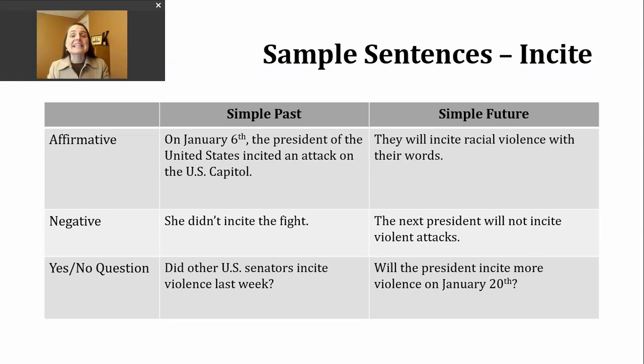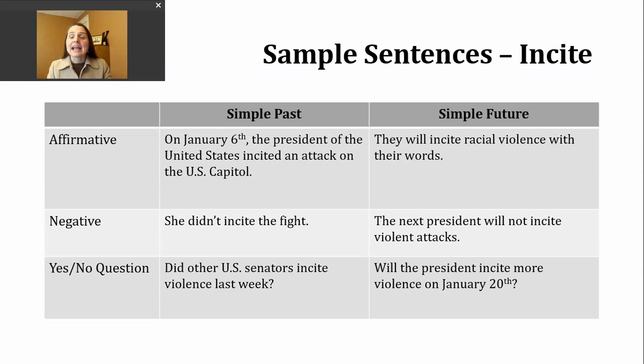So let's look at an example of an affirmative sentence in the simple future. They will incite racial violence with their words. Again, that idea of urging someone to do something.